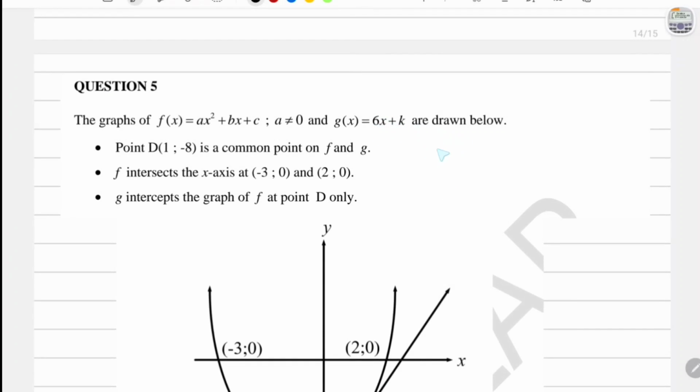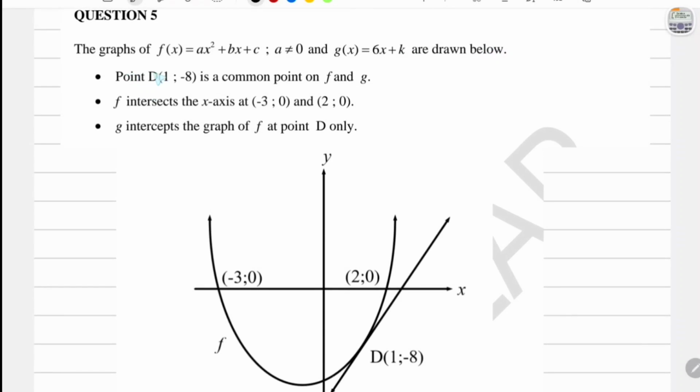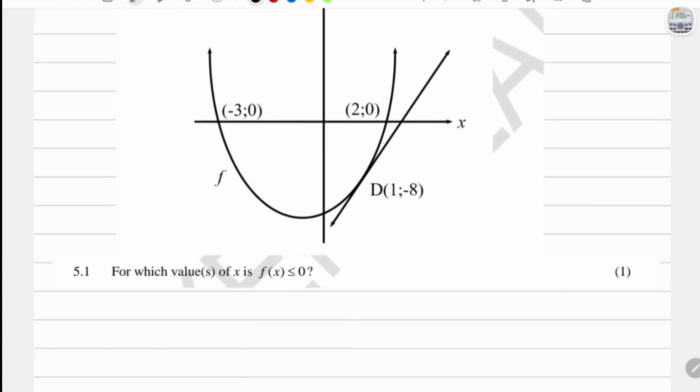They say that they are drawn below. So point D (1, -8) is a common point on f and g. Then we have f intersects the x-axis at (-3, 0) and (2, 0). So these are the x-intercepts of the graph of f. Then g intersects the graph of f at point D only. So it intersects here at one place only. So here are the questions we have.